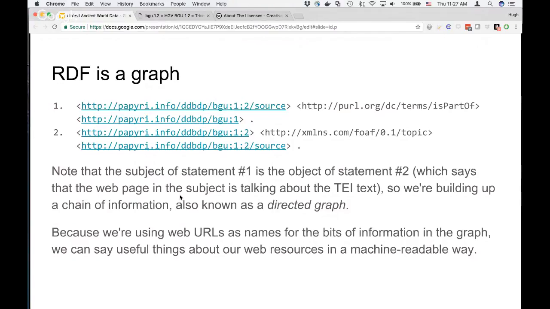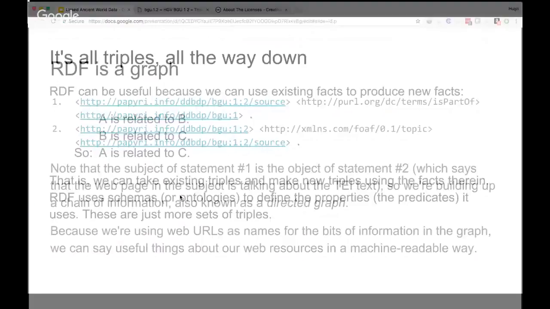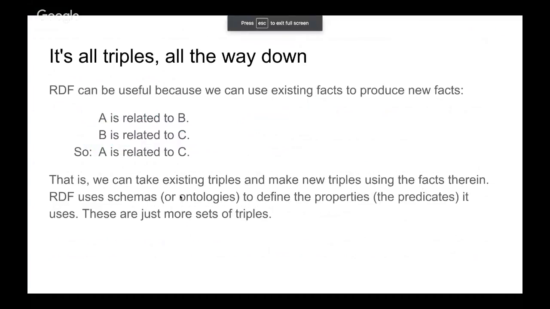So if you think about this, we're building up this chain of information with the RDF. Another name for that is a directed graph. So a graph is just a chain of information like this. And because we're using web URLs as names for the bits of information in the graph, that means we can use RDF to say useful things about our web resources in a machine-readable way. The thing to remember about RDF is it's all triples, all of it.